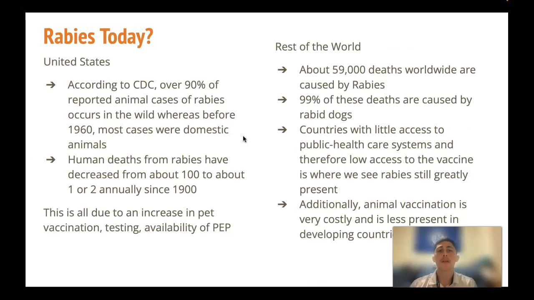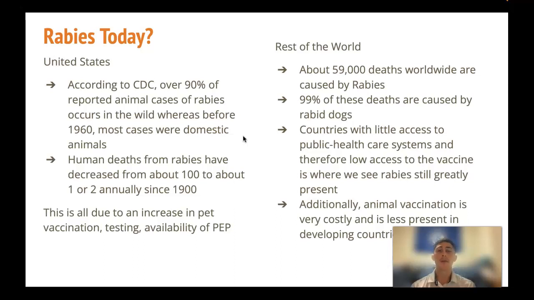So where is rabies primarily seen today? In the United States, the CDC says that over 90% of reported animal cases of rabies occur in the wild. But before 1960, most cases were domestic animals because there was less access to the vaccines for animals. But now most pets are vaccinated for rabies. And then human deaths from rabies have decreased from about 100 to about 1 or 2 annually since 1900. And this is just due to greater access to the vaccine, greater availability, and more people are getting vaccinated for rabies.